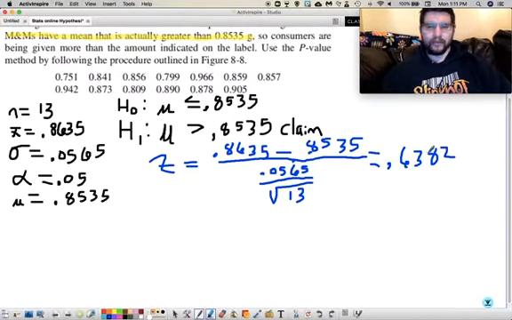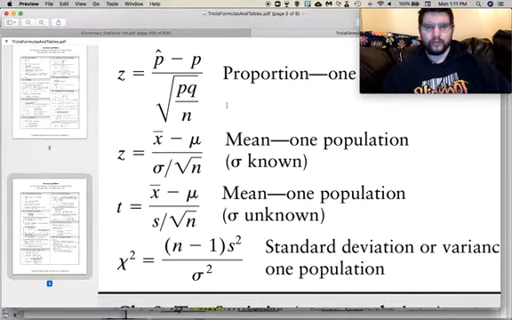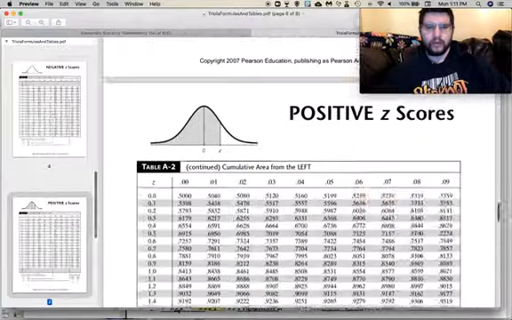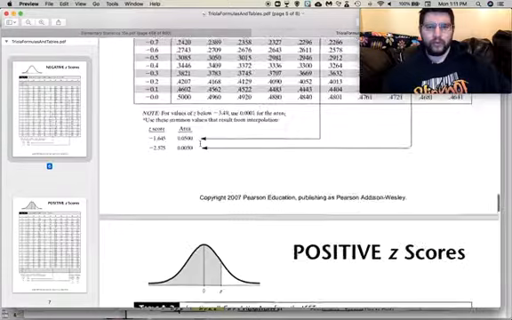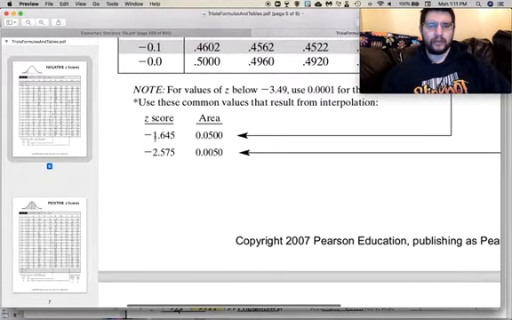So I've got that. To get my critical values, I need to look at my tail. It's a right tail. So I'm going to look up alpha on the chart and use the positive. And for 0.05, our z-score is 1.645. So that's going to be our critical value.